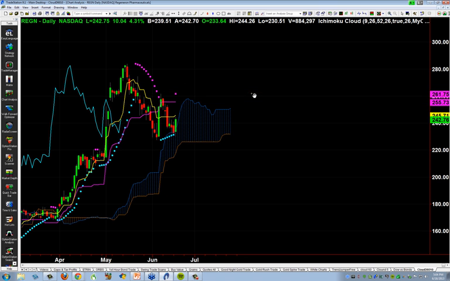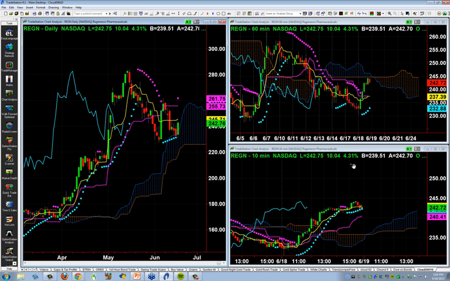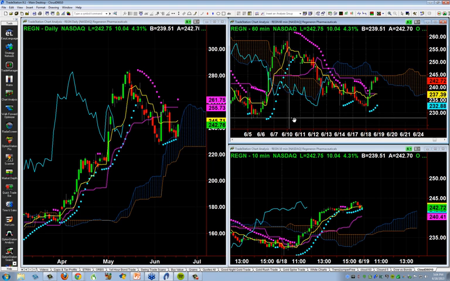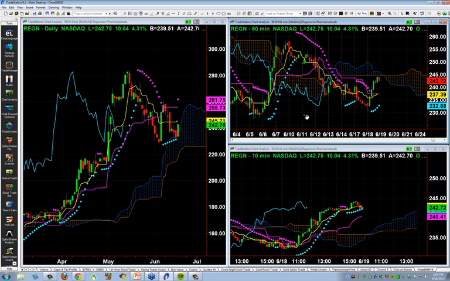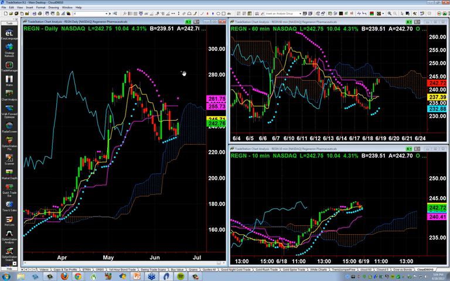Overall, it doesn't look bad, but we need a parabolic buy signal right now. If you wanted to jump the gun, you could. You'd have to jump the gun on a 10-minute candle because the hourly has not yet confirmed. Not today anyway. It did days before. Next one is going to be RL, which is Ralph Lauren.